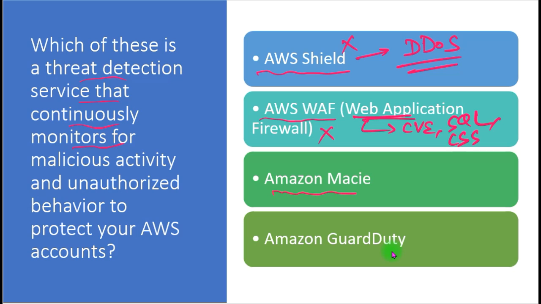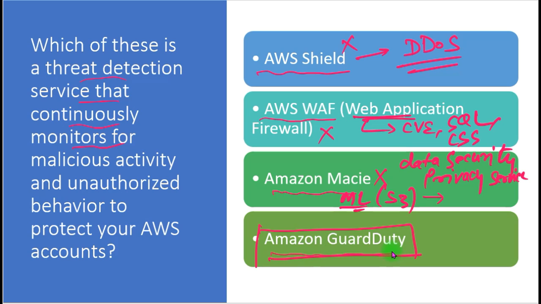If you talk about Amazon Macie, this is also not correct, because it is a fully managed data security and privacy service, which uses machine learning to identify sensitive data in Amazon S3, and it will be used when we migrate data to AWS. So this is not correct here. So the correct answer for this question will be Amazon GuardDuty.